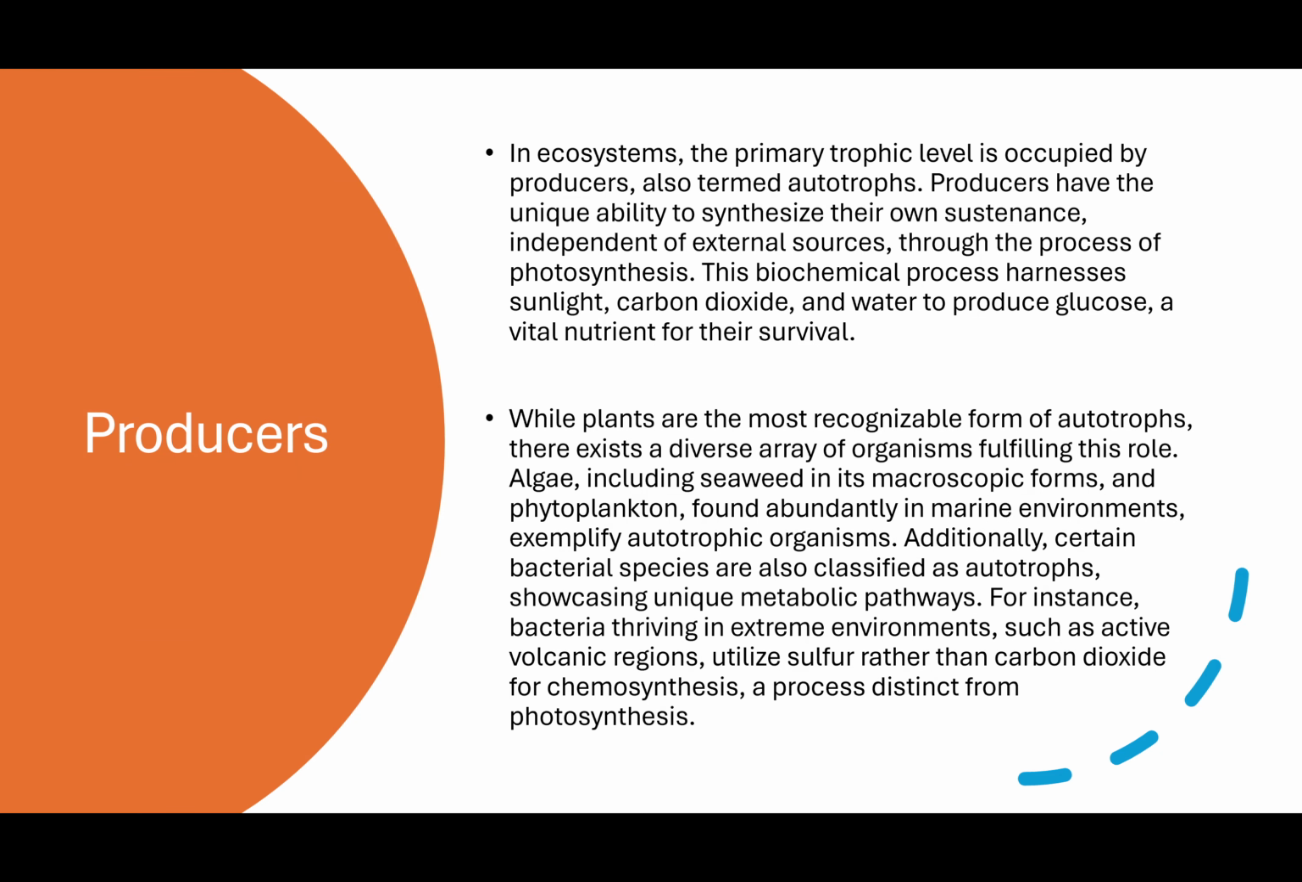When you start to do level one microbiology at the university level, we're going to be speaking about these things. So, such as active volcanic regions utilize sulfur rather than carbon dioxide for their chemosynthesis. So, our sulfonobacter, these different types of species would be the producers in those environments. So it's not just the general humble plant that is the only producer.